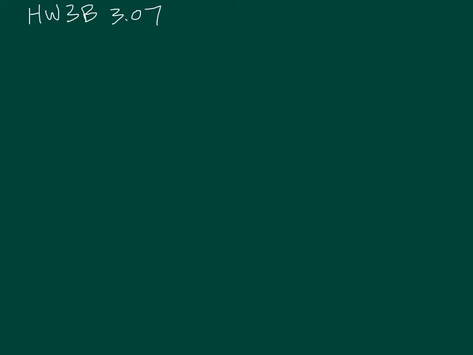This video is to go over lesson 307, homework 3B. For exercises 3 to 8, find the area of each figure. Assume the sides that look parallel are parallel and angles that appear to be right angles are right angles.